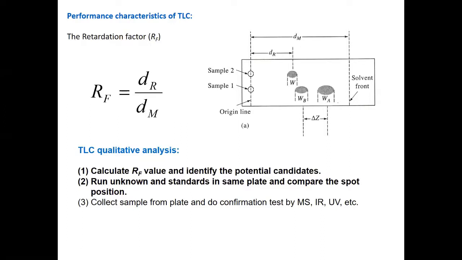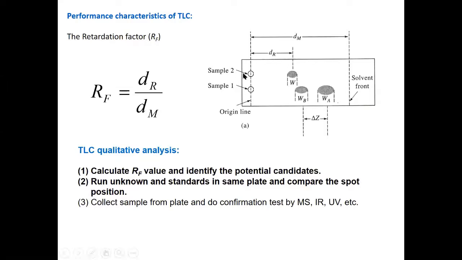You can just use a ruler during the experiment to measure the distance. For example, it's 6 centimeters or something like that. The second thing that you should measure is the distance the analyte travels. That is the distance between your starting line and the spots. Here we label it as dr. So dr is the distance between the starting line and the final spot of your analyte.